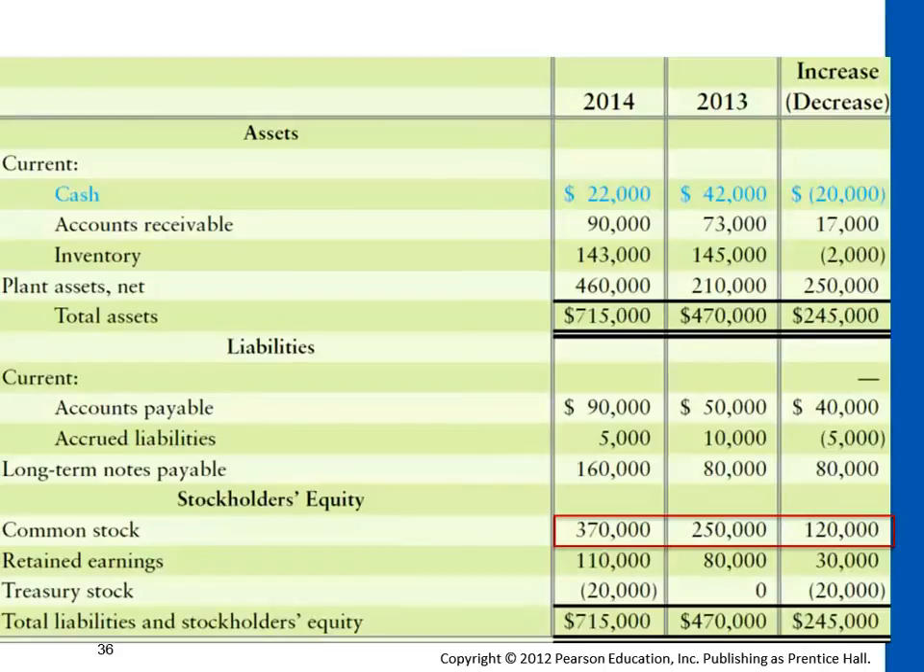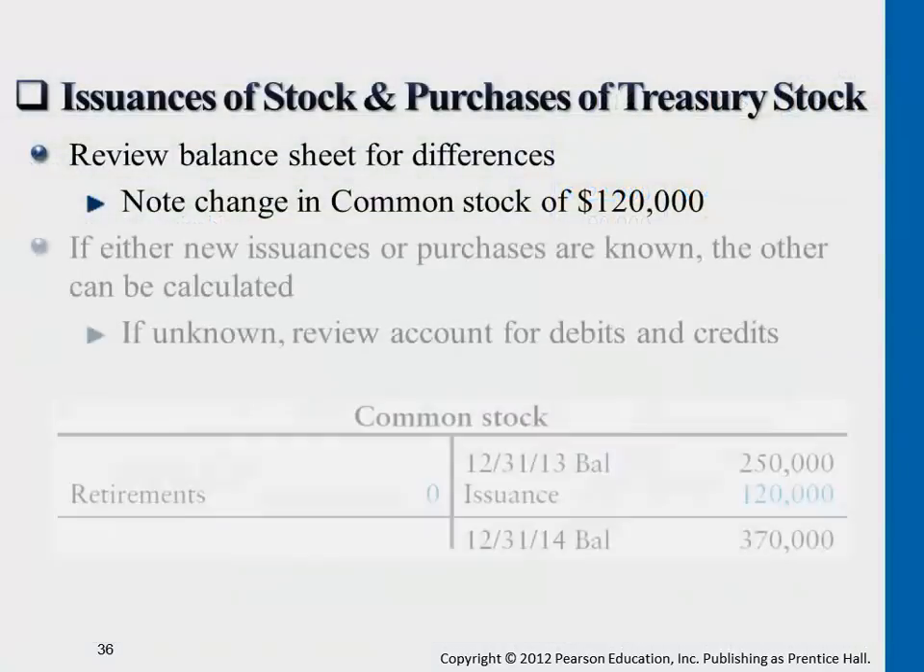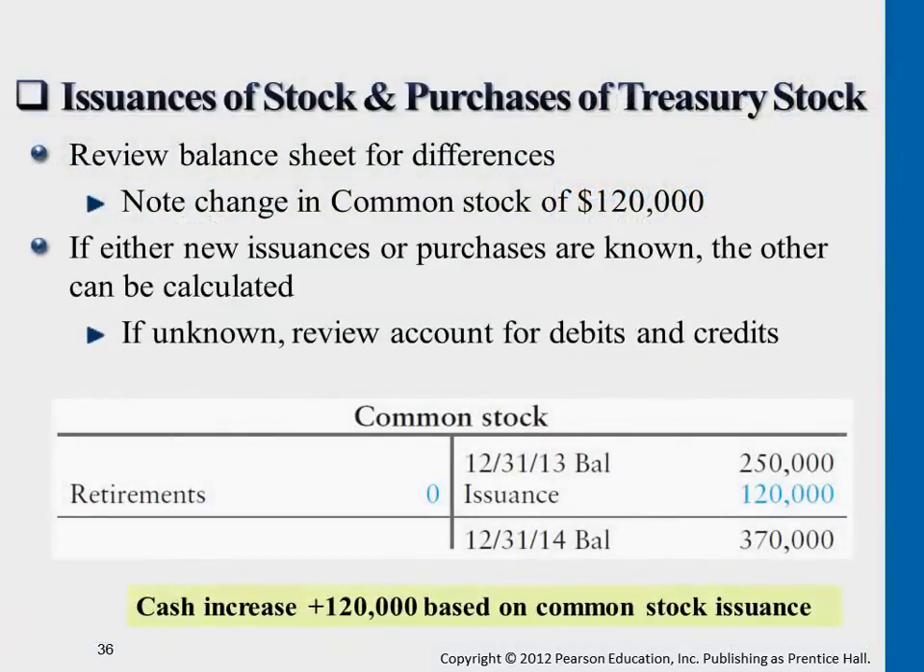If we issue more stock, how does it affect cash? Cash goes up 120,000, right? So for common stock here, what you see on statement of cash flows, you would see a cash increase 120,000, just by comparing balance sheet.